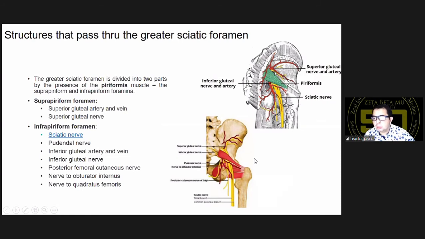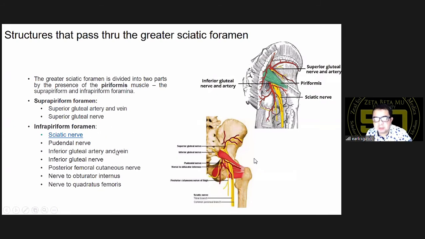Those that pass above the piriformis muscle are structures that go out of the suprapiriform foramen, which are, as mentioned, the superior gluteal artery and vein, and the superior gluteal nerve. While those that pass beneath the piriformis muscle, or the infrapiriform foramen, are as follows.